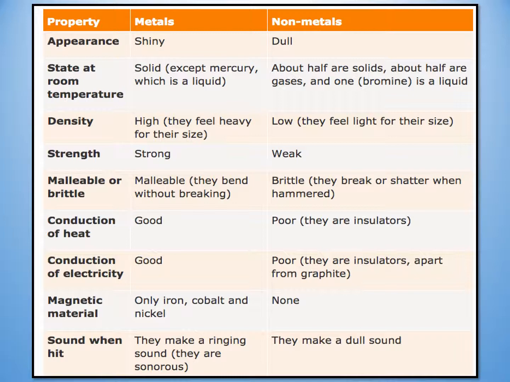Conduction of heat is a parameter on which we can say metals are very good, whereas non-metals are poor, they are insulators. Conduction of electricity is something on which again metals prove to be good, whereas non-metals are poor, they are insulators apart from graphite. Magnetic materials: only iron, cobalt and nickel are the metals which are magnetic. None of the non-metals is magnetic, and metals make a sonorous sound, a ringing sound. Non-metals make a dull sound when they are hit.